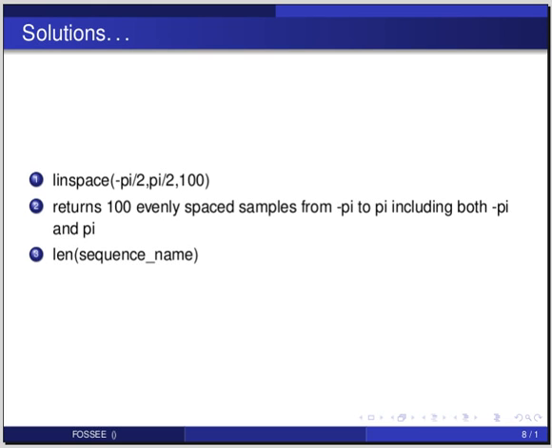We use the command linspace within brackets minus pi by 2, pi by 2, 100 to create 100 equally spaced points between minus pi by 2 and pi by 2. Second one, we use the clf() function to clear a figure. Third one, len(sequence_name) is the function used to find out the length of a sequence.